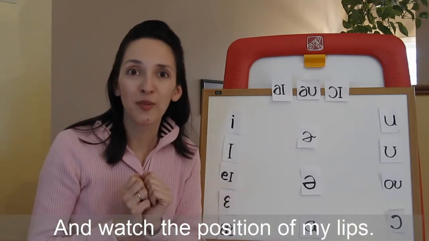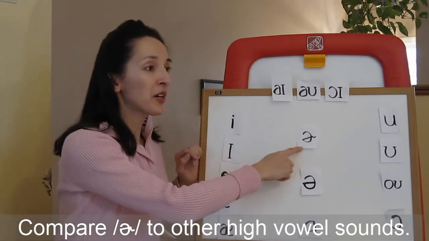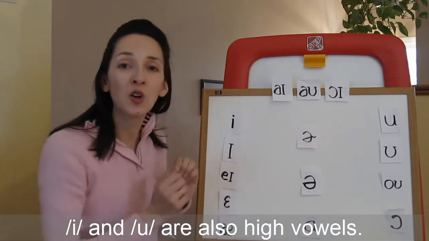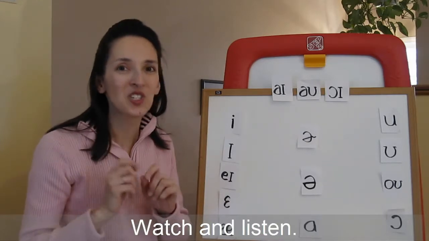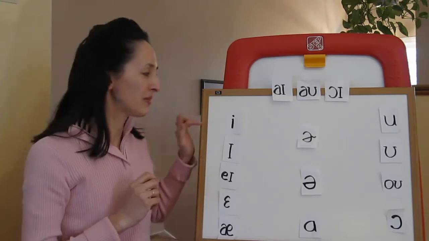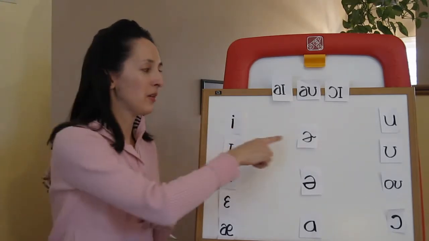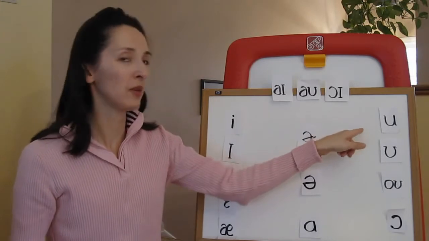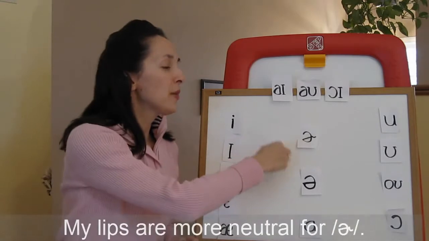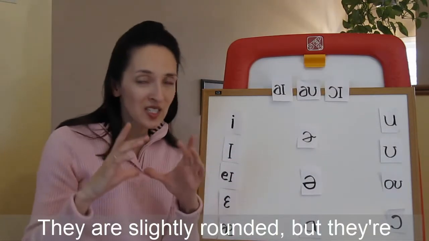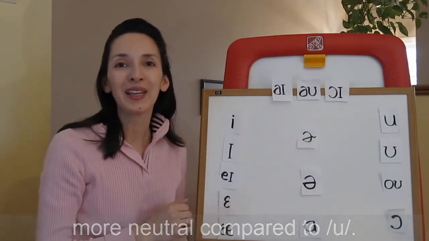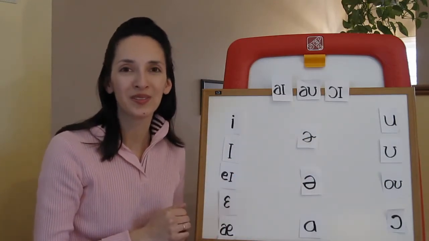And watch the position of my lips. Compare to other high vowel sounds. E and oo are also high vowels. Watch and listen. E, oo. E, oo. My lips are more neutral for this sound. They are slightly rounded, but they're more neutral compared to oo. E, oo.